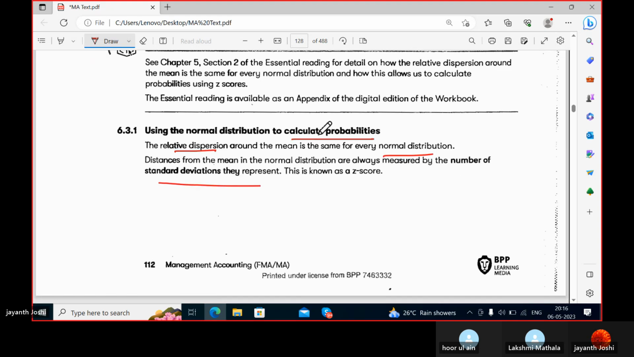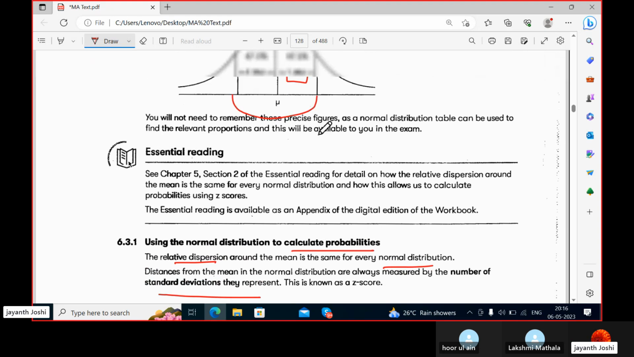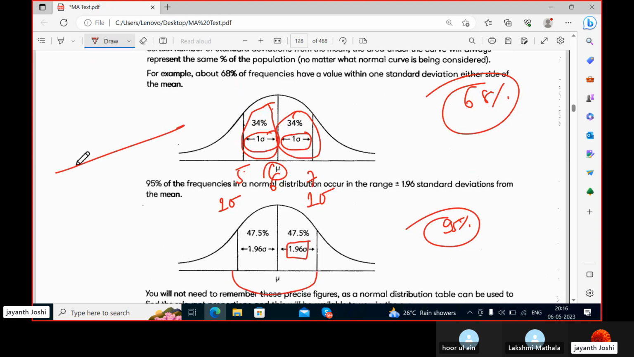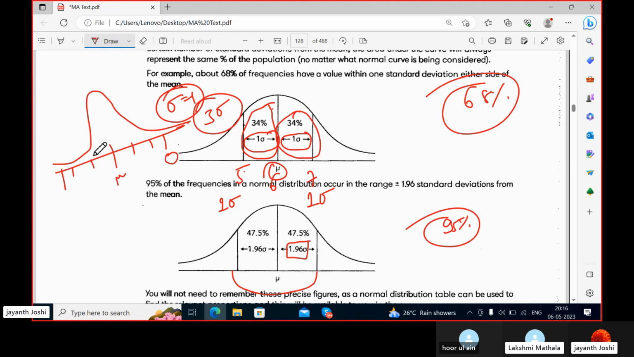See, if I tell you one question, a normal distribution curve, this is the mean, 1 2 3, 1 2 3. If my data is here, how many standard deviations away from the mean is it? If I take standard deviation as 1, 3 standard deviations, correct or wrong? Correct, sir. Because here one comes, here one more standard deviation, here one more standard deviation. So can I say that is 3 standard deviations away? My data is 3 standard deviations away from the mean.